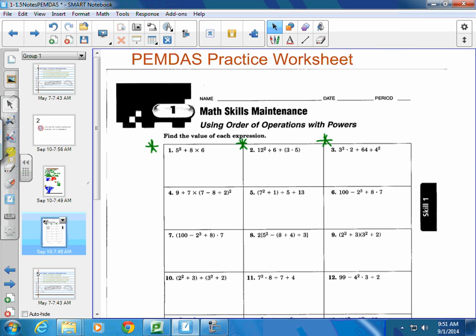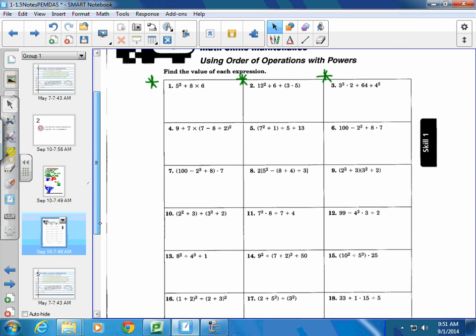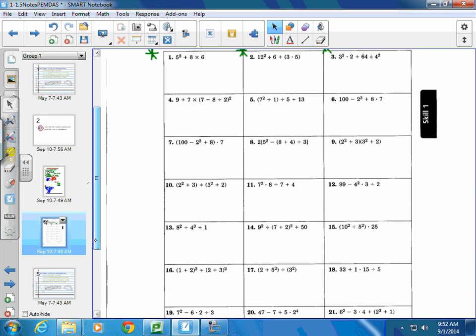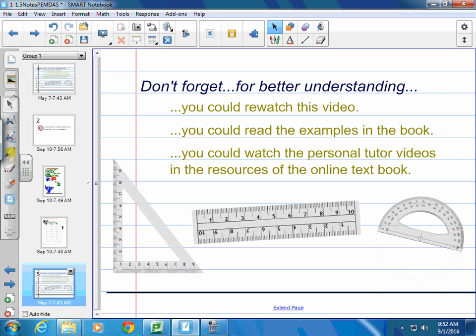Tomorrow in class, we are going to be doing this worksheet in class together, so I don't want you to do it. I do want you to take the time to do number 1, 2, and 3 really quick right underneath those problems that you just did. And we're going to check them and go over them in class tomorrow, and then we'll work on this in class. So please only do number 1, 2, and 3. Okay? Remember, you can go back and rewatch this video if you have any other questions.